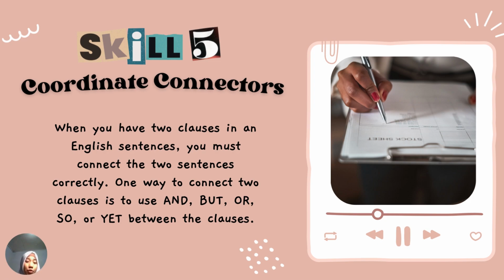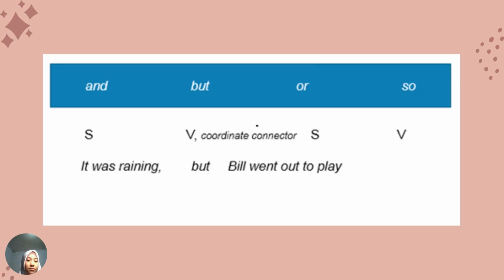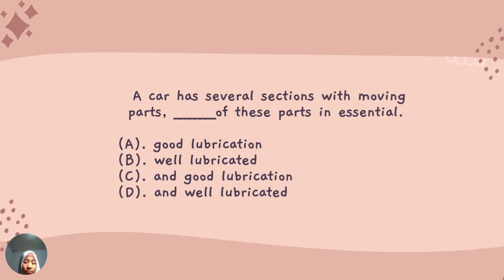Okay? I will give you a good example. Oh, there is the table. Subject, it was raining. Verb, coordinate connector, but subject, Bill went out to play. And you can look in the table, there is comma. Remember, use a comma. Okay. For the example, a car has several sections with moving parts. Blah, blah, blah. Of this part is essential. Okay, remember, we should analyze. Don't look at the option. Analyze.